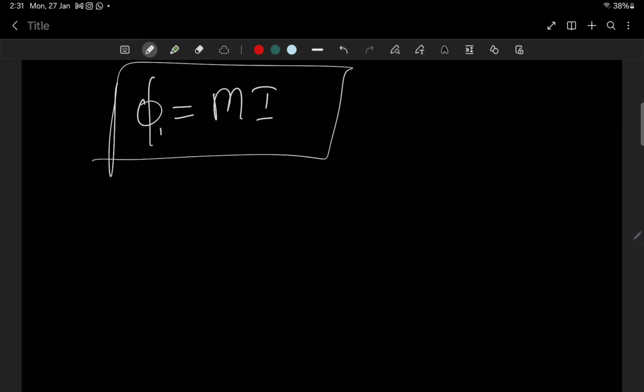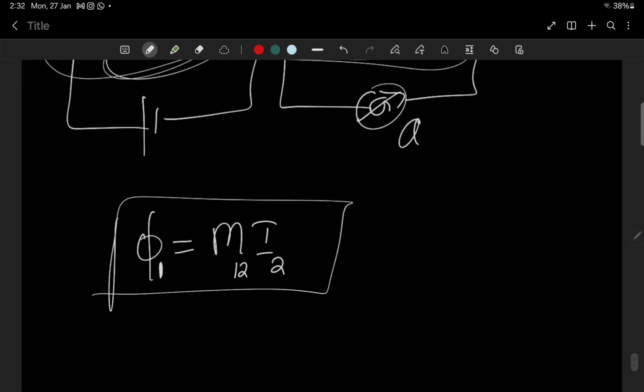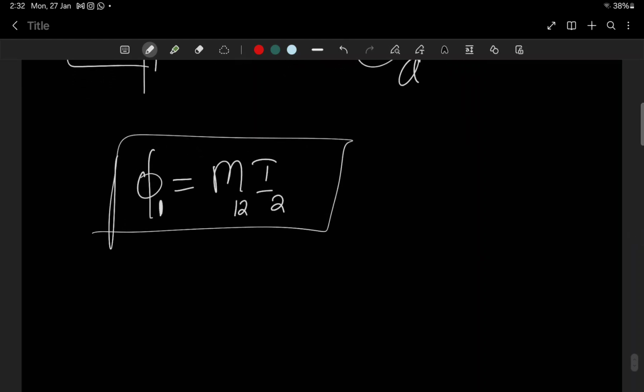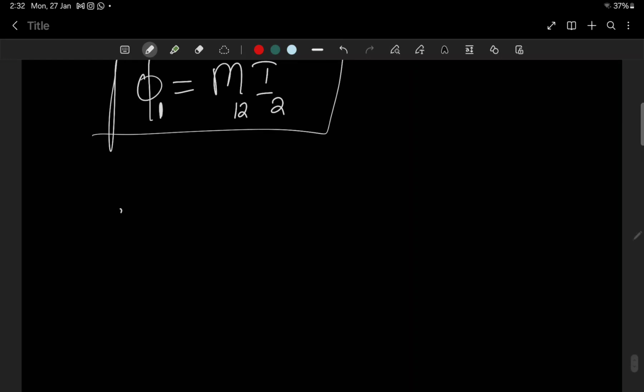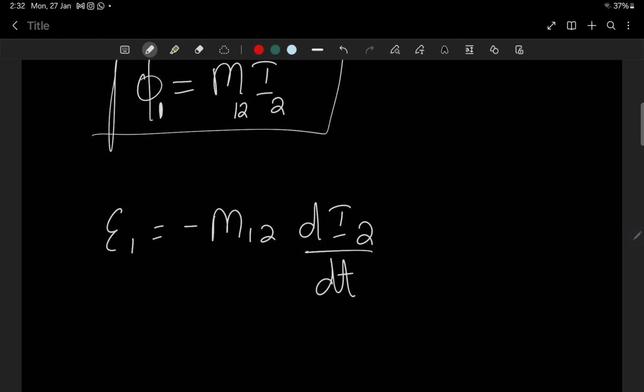So like this, phi of the first one is equal to mutual inductance M12 into I of the second. That is, the flux in the first one is equal to M12 into the current passing through the second. So E1 is equal to minus M12 into di2 by dt.